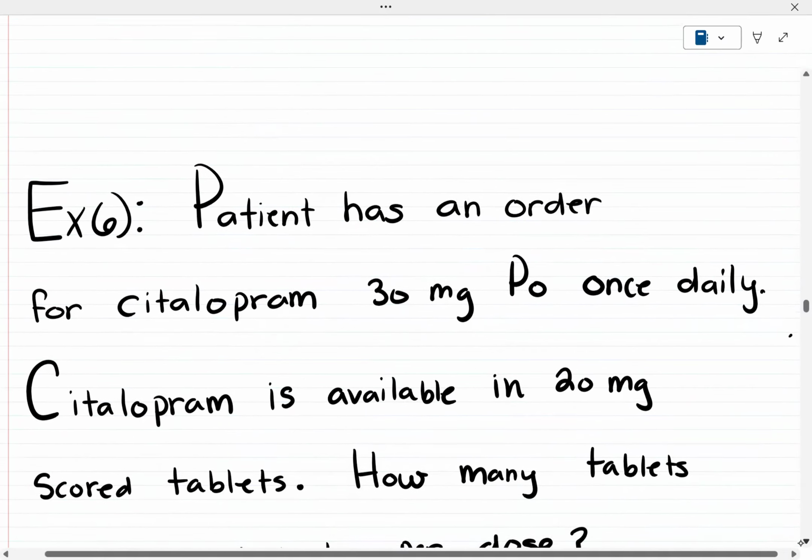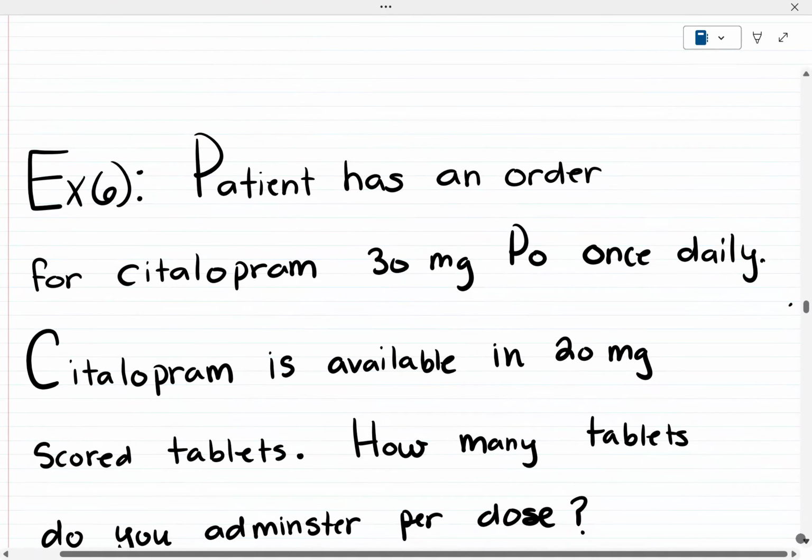Okay, example 6. A patient has an order for the drug citalopram of 30 mg PO once daily. Citalopram is available in 20 mg scored tablets. How many tablets do you administer per dose? Round to the nearest tenths.